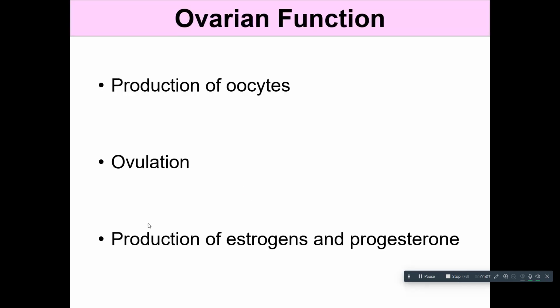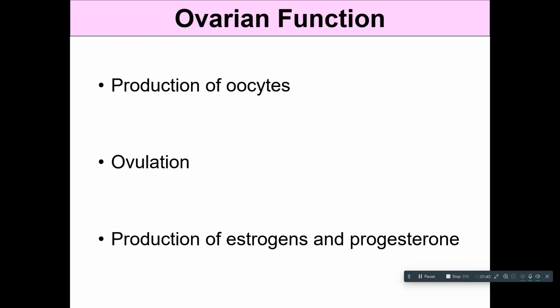So, ovarian function is going to primarily involve the production of oocytes, and interestingly enough, much of their production happens before birth even takes place. Ovarian function also involves ovulation. Ovulation is the release of a single oocyte per ovarian cycle or menstrual cycle.